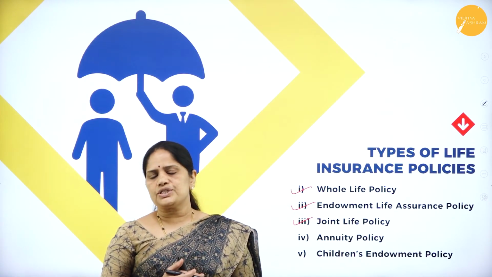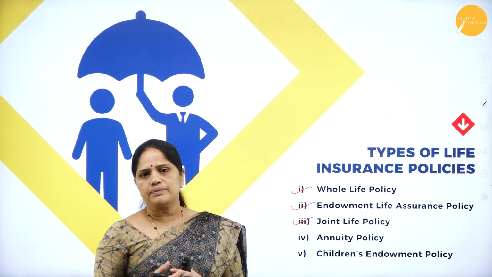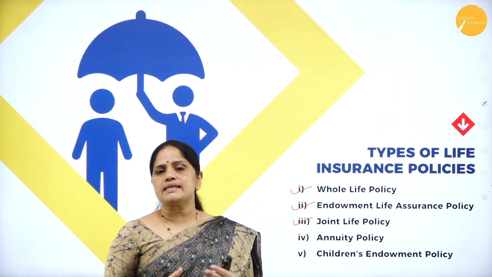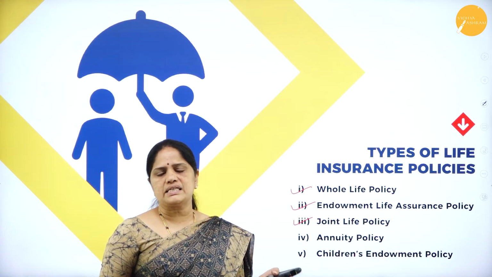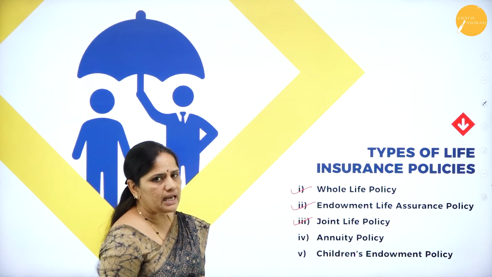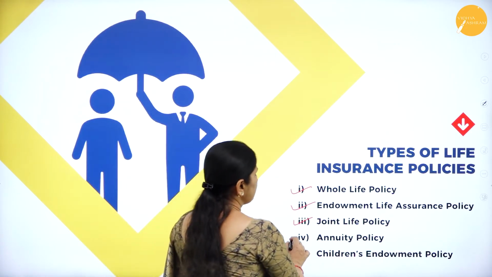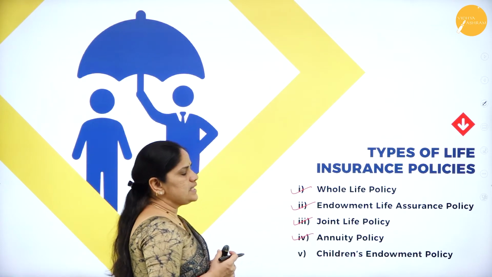If it is a partnership firm and one of the partners expires, the other surviving partners will receive the amount of this joint life policy. Then the next policy is the annuity policy.